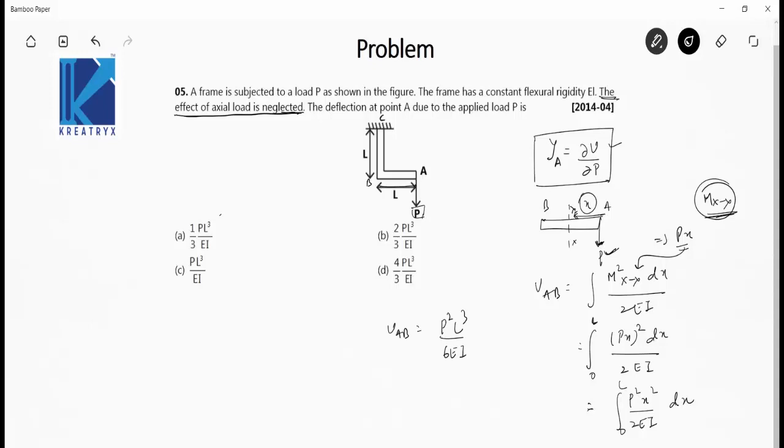Similarly, we can find out the strain energy in BC. Okay, this is C, this is B.